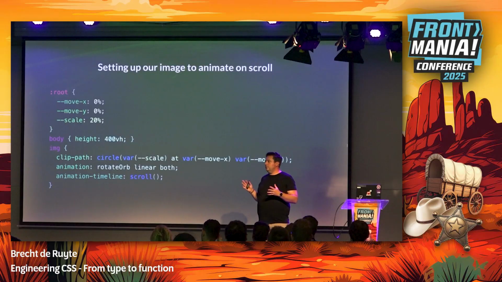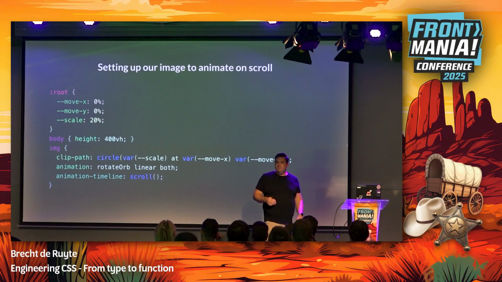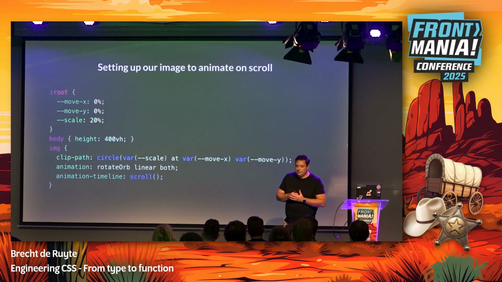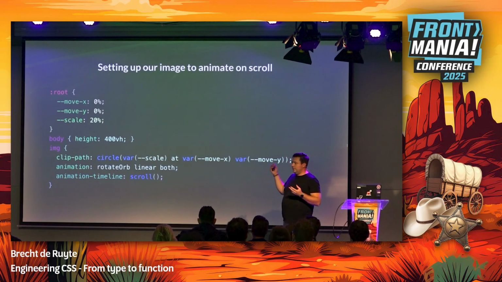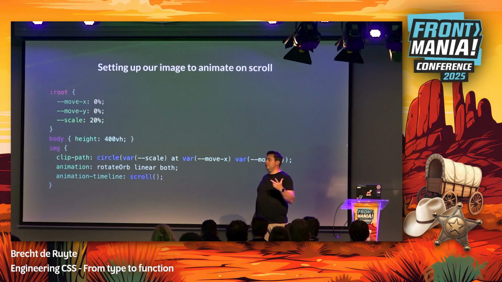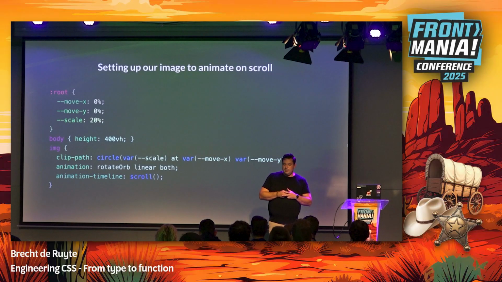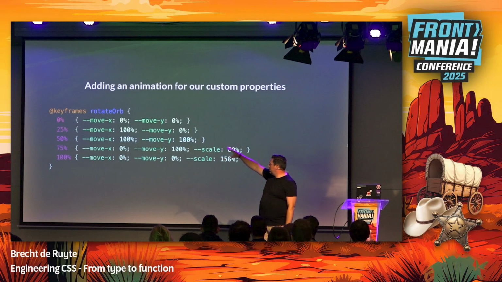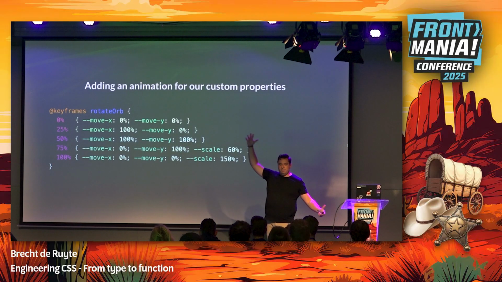And then I set the height to a 400 VH of my body because I wanted a scroll bar and I'm lazy. And then I also added a little clip path in there, a circle which has the values for the scale, move X and move Y. The animation was called rotate orb and the animation timeline was scroll. So this is pretty much how that animation looked like. I would just update those custom properties, starting from 0, 0, going to 100, 0, going down, back to the left. You kind of see that happening there. And at the end, you see a scale of 150, like really blowing up that circle in a very big manner.